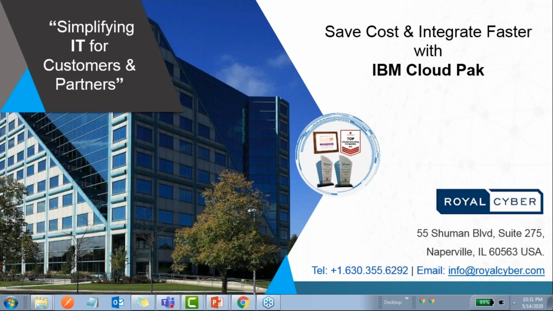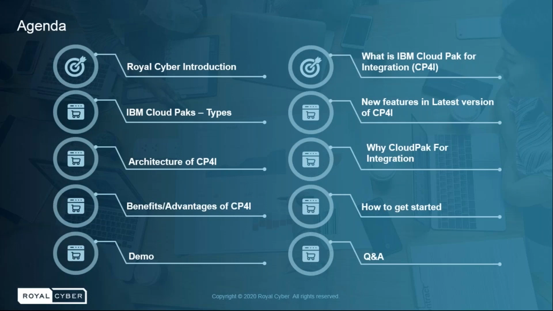Now, before we get started, I wanted to talk about today's agenda: how to save cost and integrate faster with IBM Cloud Pak. We will be talking about what is IBM Cloud Pak for integration, that is CP4I, types of IBM Cloud Paks, new features and latest versions of CP4I, architecture of CP4I, and why Cloud Pak for integration, benefits and advantages of CP4I, and how to get started. Followed by, we will also do a quick demo and followed by Q&A session.